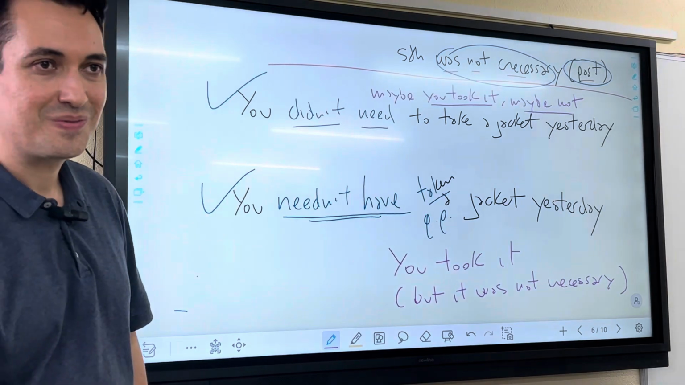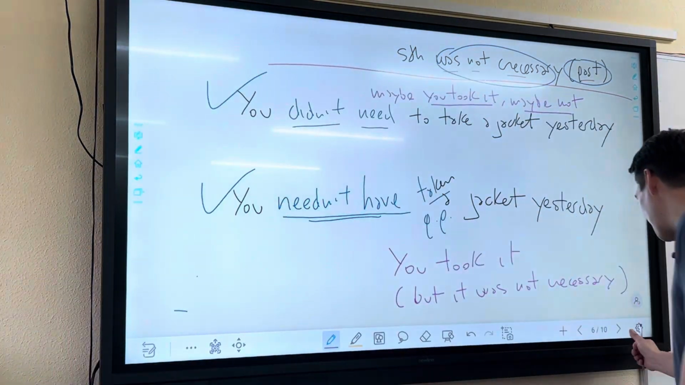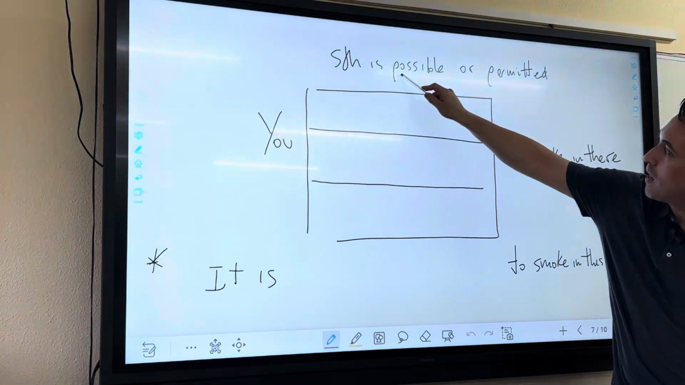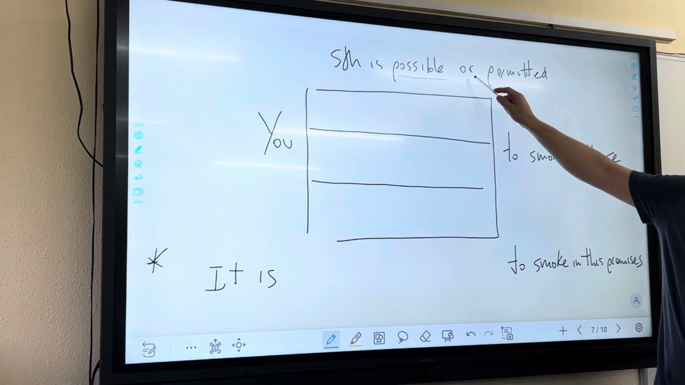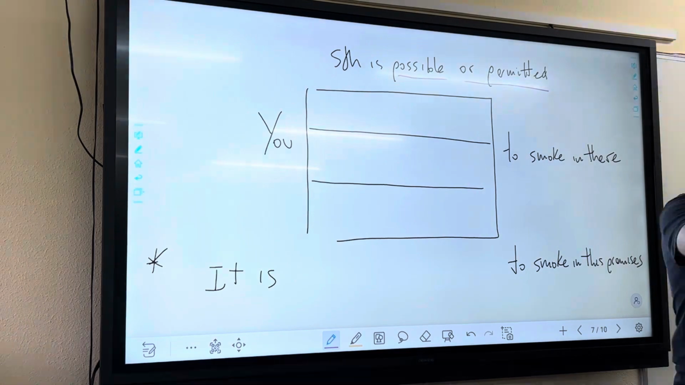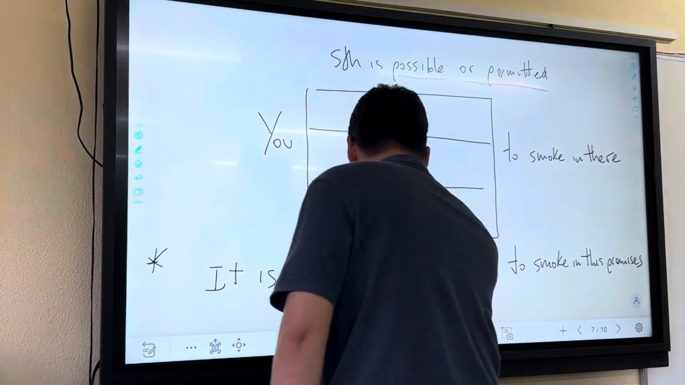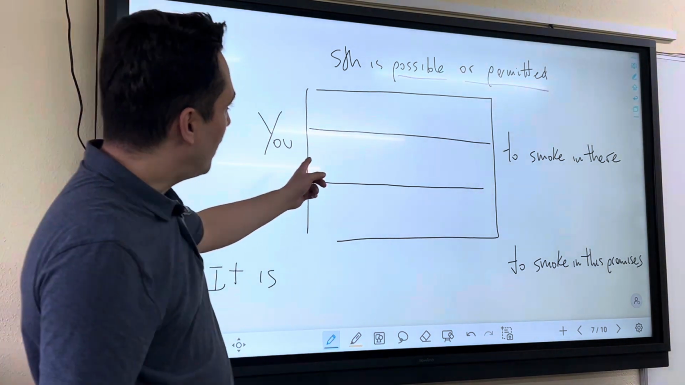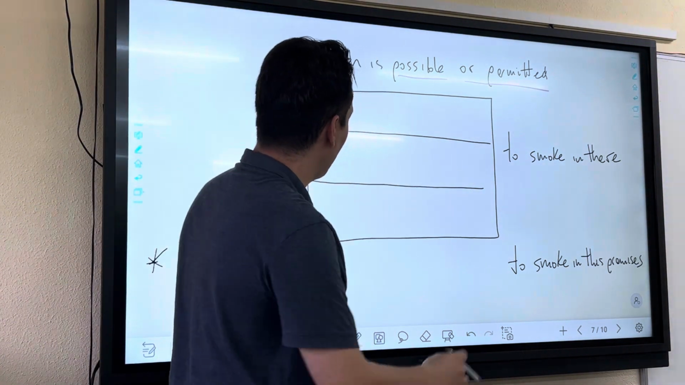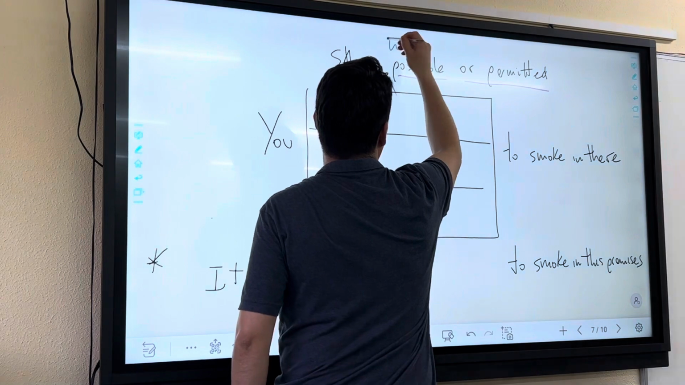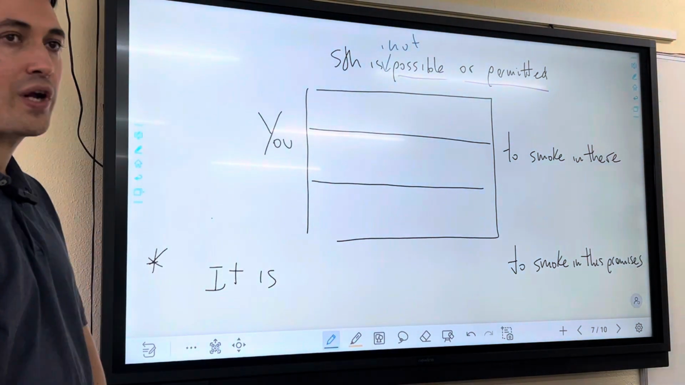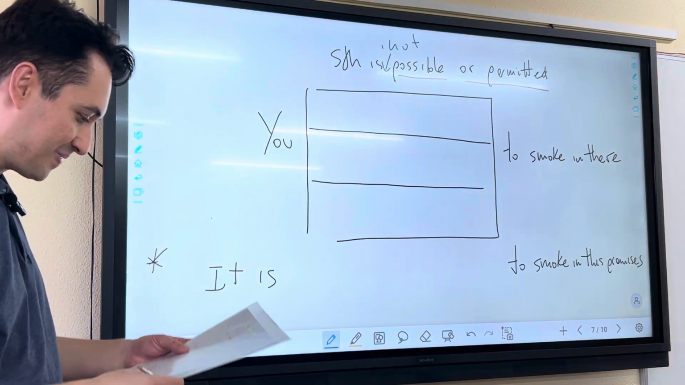So far, so good. Okay, 6 out of 10. We're getting very close to it. When we express that something is possible or permitted, there are 3 ways to say it. You ___ to smoke in here. Okay, something is not possible or permitted. You ___ to smoke here. 3 ways.